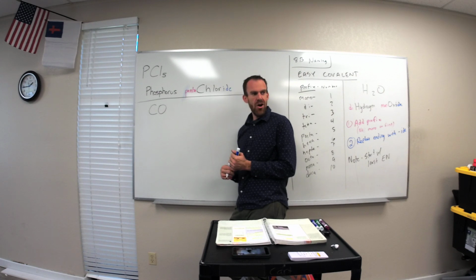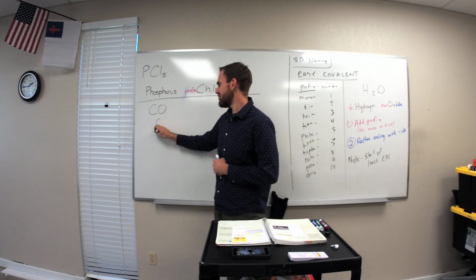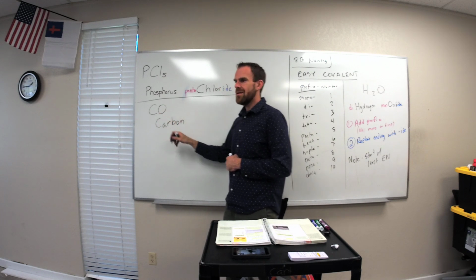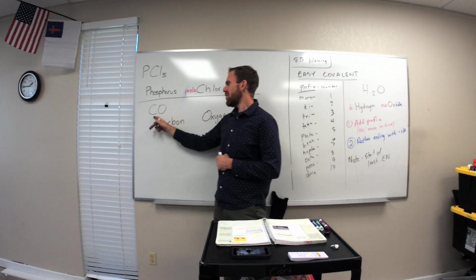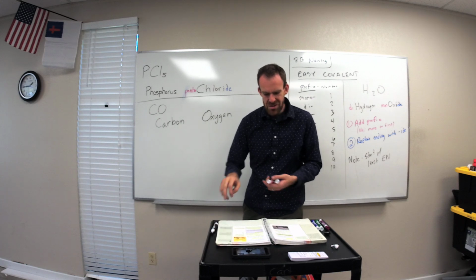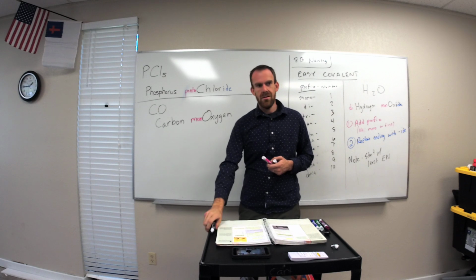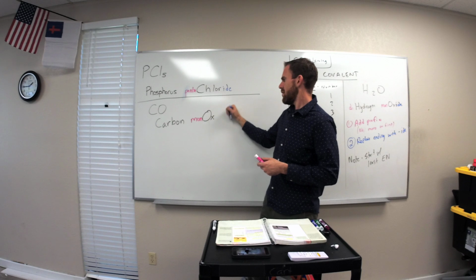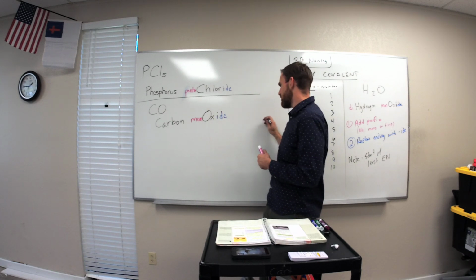Okay, CO. You're familiar with this. It's called carbon monoxide. It's bad for you. Please don't drink it. So, we have carbon, we have oxygen. Okay, we don't put mono on the first one, but we do put mono on the second one. Then we chop off the ending and add IDE. That's how you get carbon monoxide.